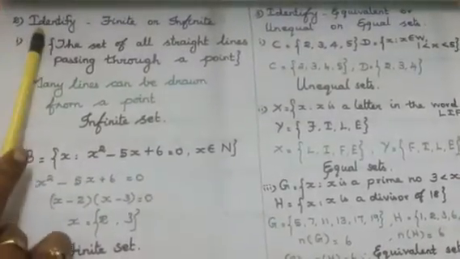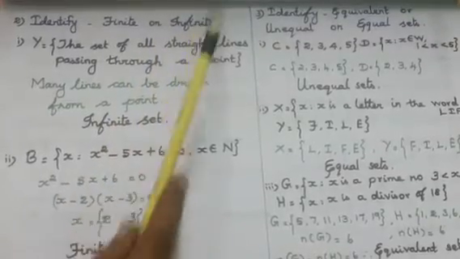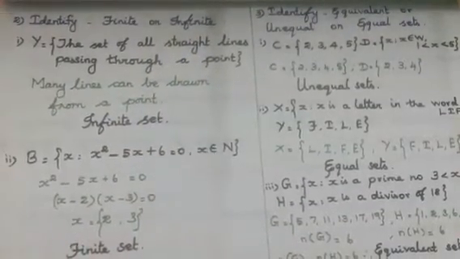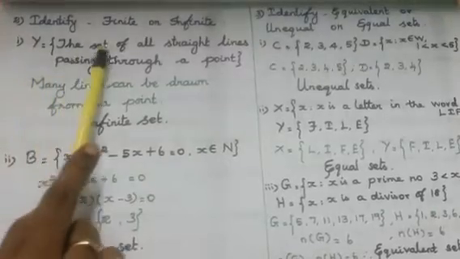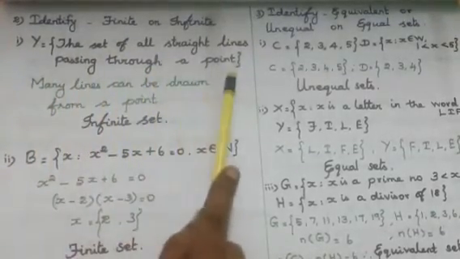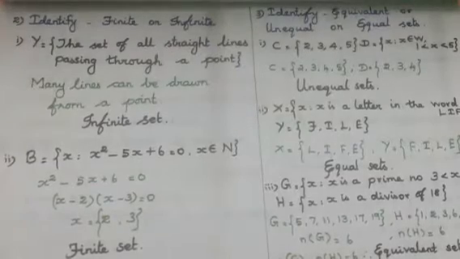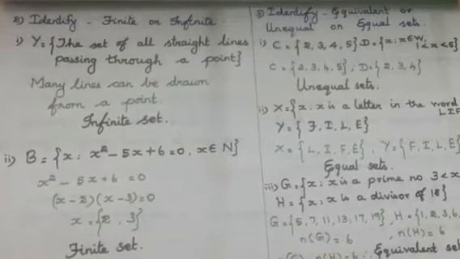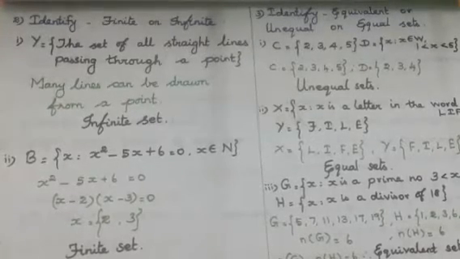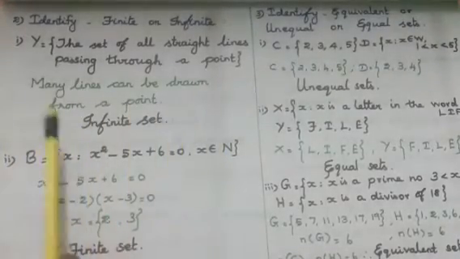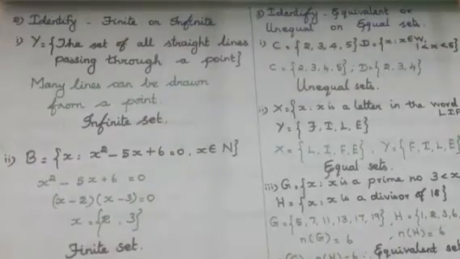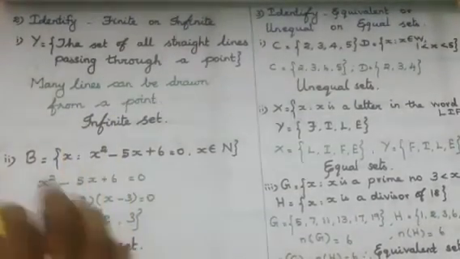Next sum. Identify finite or infinite. Finite means it has an end. Infinite means there is no end; it is going on. So first sum, Y is equal to the set of all straight lines passing through a point. In one point, how many lines can we draw? We can draw many lines from a single point. Therefore, it is an infinite set. We cannot count them. Therefore, it is an infinite set.